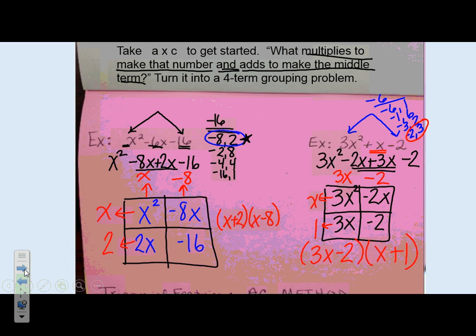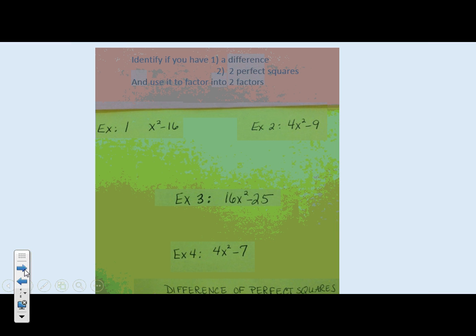This is the AC method, okay? We're going to use this quite often for the rest of the semester. Let's take a look at the last method here. The last method is called the difference of perfect squares method. I have up on the top there what you need to write. It says identify if you have a difference, if you have two perfect squares, and then we can use it to factor into two pieces or two factors.